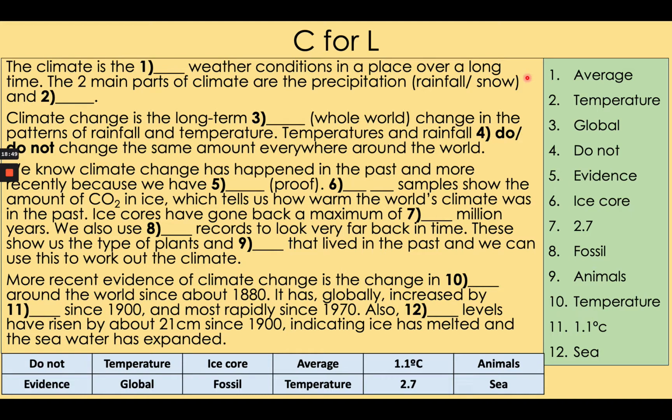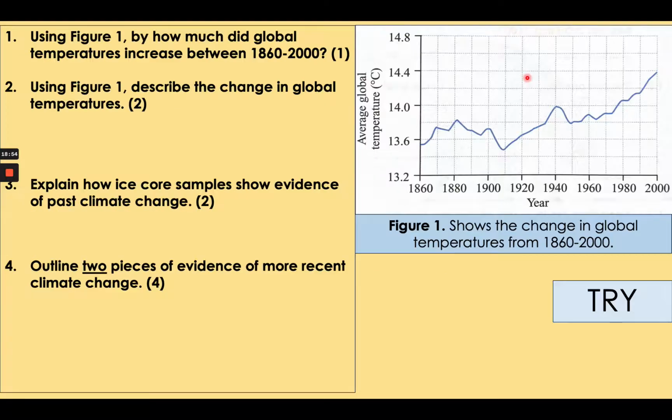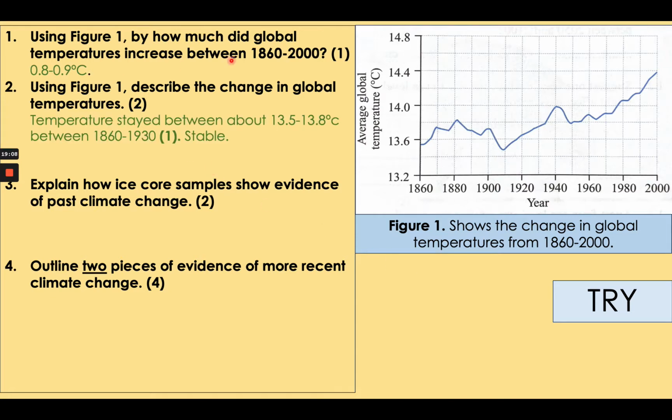Make sure you complete this in writing in your books and then mark your answers in green pen. Go for it. Use this graph to answer the first 2 questions. So number 1, you should have said by about that much. 1 mark. 2. So to get this question correct, you need to say what's happened between here and here. So the temperatures have stayed roughly stable. And you could have given numbers. But you also needed to say how the temperature has increased since about 1940.